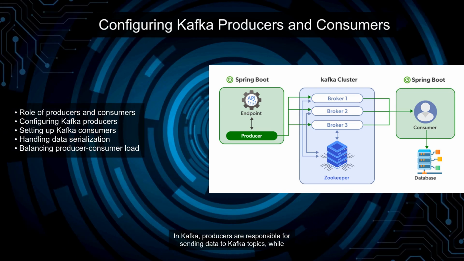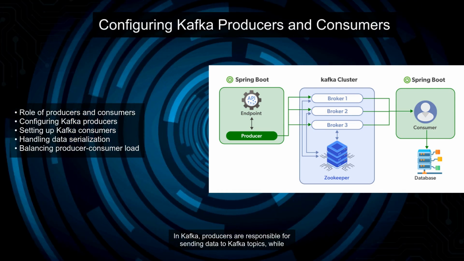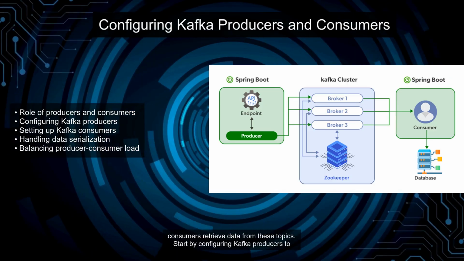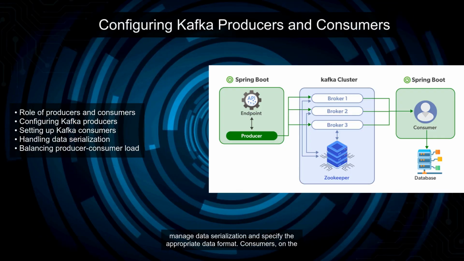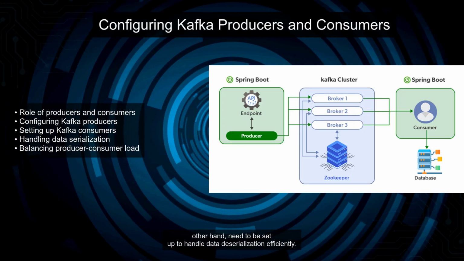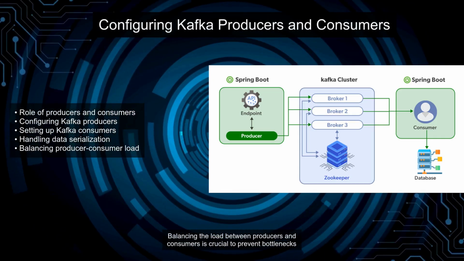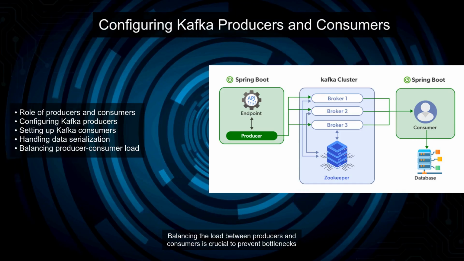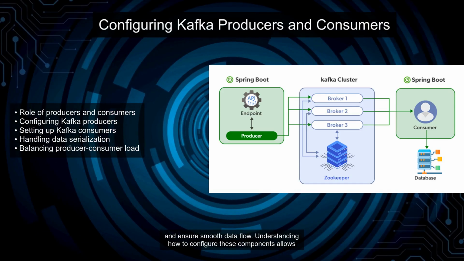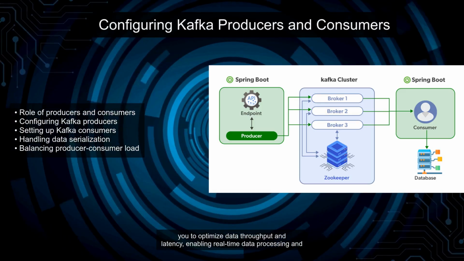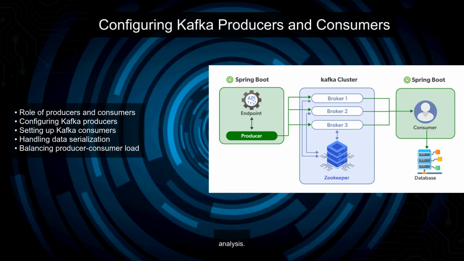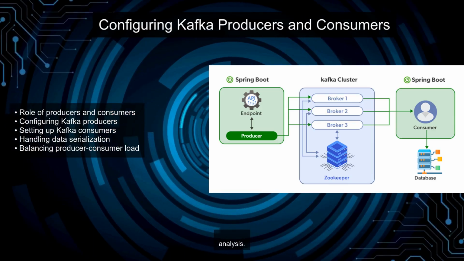In Kafka, producers are responsible for sending data to Kafka topics, while consumers retrieve data from these topics. Start by configuring Kafka producers to manage data serialization and specify the appropriate data format. Consumers, on the other hand, need to be set up to handle data deserialization efficiently. Balancing the load between producers and consumers is crucial to prevent bottlenecks and ensure smooth data flow. Understanding how to configure these components allows you to optimize data throughput and latency, enabling real-time data processing and analysis.